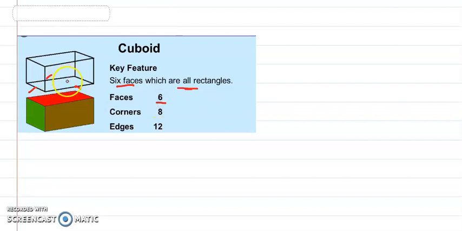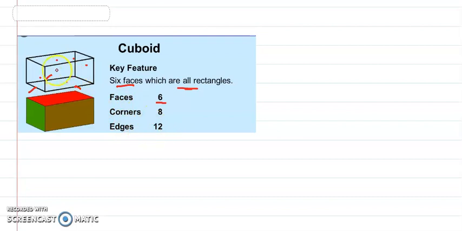You can even count here, there are 6 faces. This one, this two, 3, one on the top, one on the bottom, one front, one back, one here, and one here. So total there are 6 faces. And there are 8 corners. You can even count the total number of the corners are 8. 1, 2, 3, 4, 5, 6, 7, and 8.